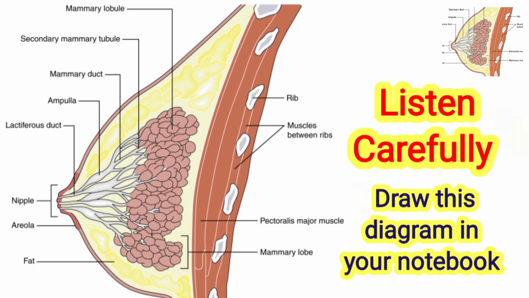So gland is nothing but a group of cells or organ that produces and releases a substance needed by the body. So, mammary gland, what is the function of it? It produces milk. It stores milk. It releases milk to feed the baby. So, producing milk, storing milk, releasing milk to feed the baby. These are the functions of a mammary gland.